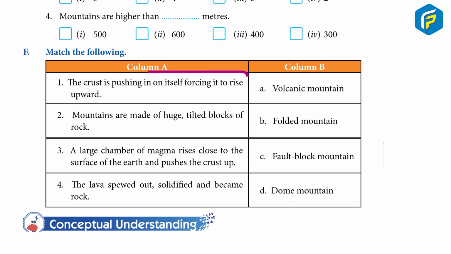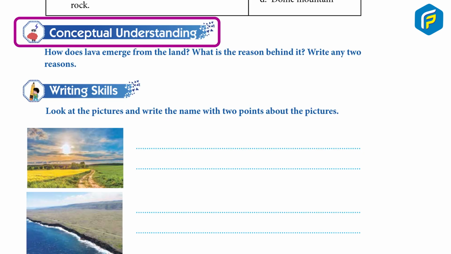Column A. 1. The crust is pushing on itself, forcing it to rise upward. 2. Mountains are made of huge tilted blocks of rock. 3. A large chamber of magma rises close to the surface of the earth and pushes the crust up. 4. The lava comes out, solidifies and becomes rock. Column B. A. Volcanic mountain. B. Folded mountain. C. Fault block mountain. D. Dome mountain.